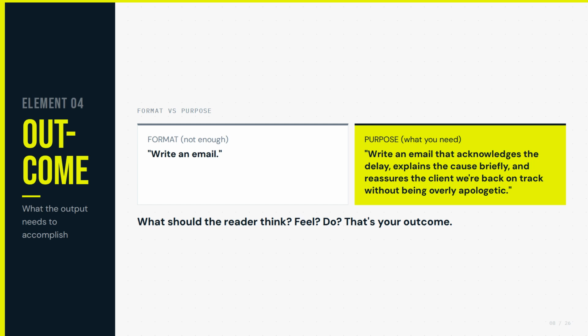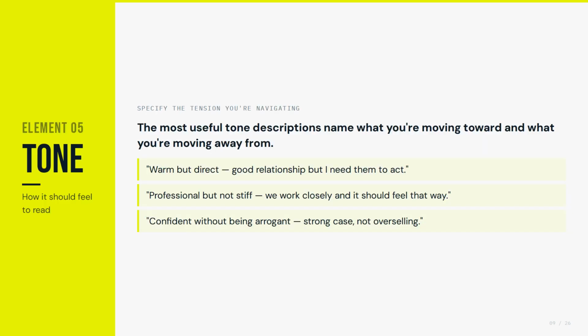When you're struggling to define the outcome, that's usually a sign that you're not quite clear yourself on what the output needs to do. And if you're not clear, Claude AI definitely can't be. Taking 30 seconds to think about what success actually looks like before you write your description is almost always worth it. Element 5, tone. How the output should feel to read.